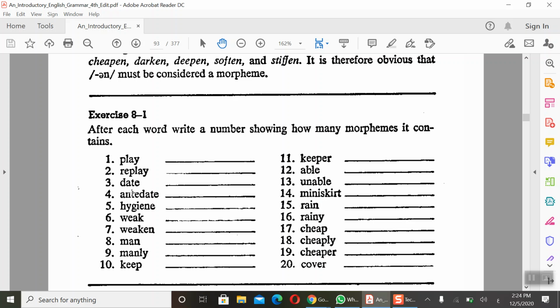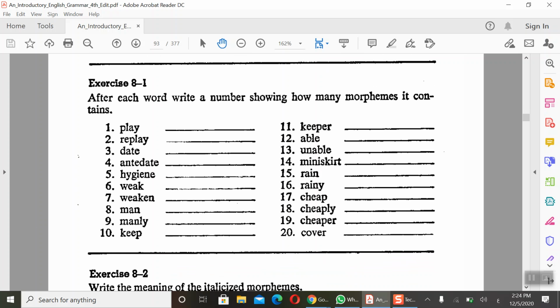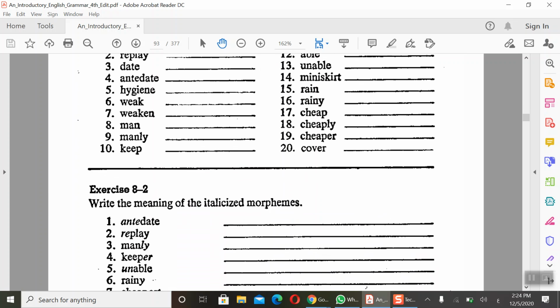Date, antedate. Date is one. Keeper, and you have to read all the words. If you want to check, you go to the dictionary and check the words. You have to check whether it is the original word or whether something is added. Keeper, able, unable, etc. Very important. You have to read them and check them.